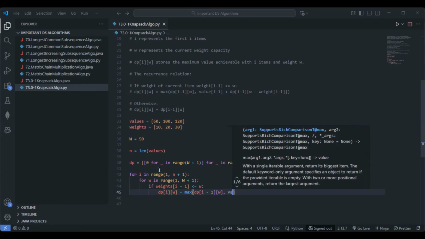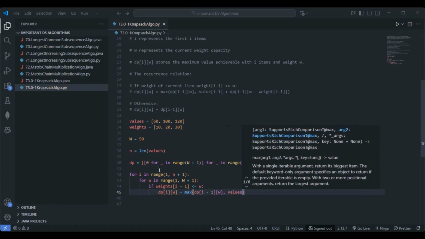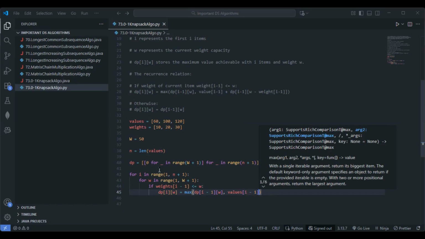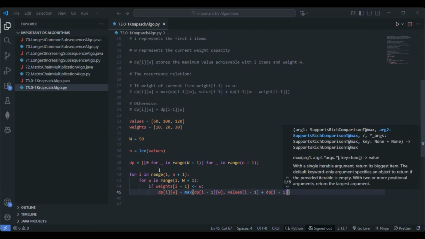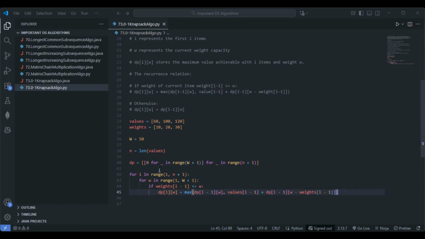So let me go with values of I minus 1, plus dp of I minus 1, W minus weights of I minus 1, right? So this one will be weights of I minus 1. Yep, this is fine.